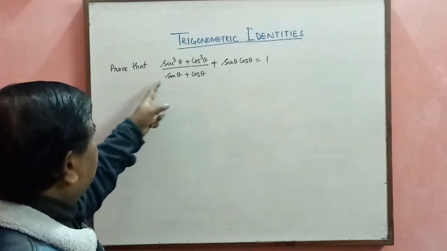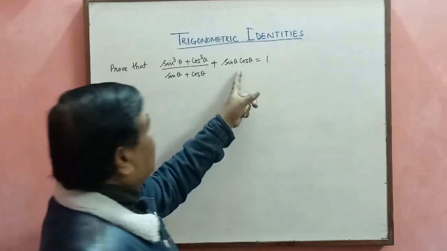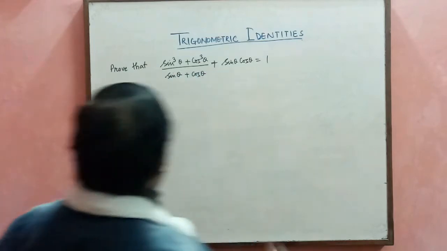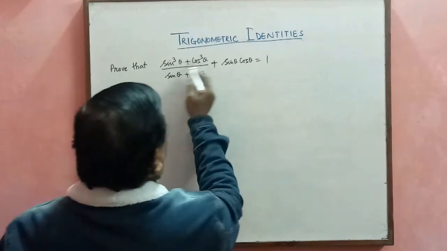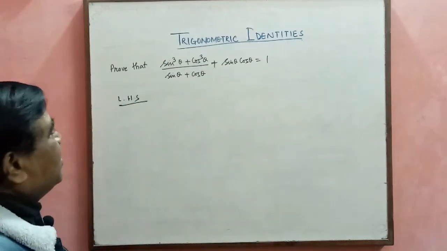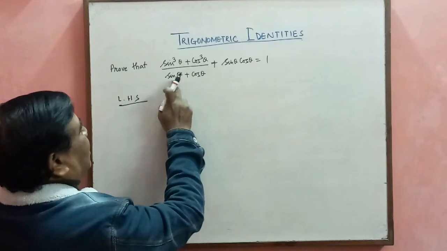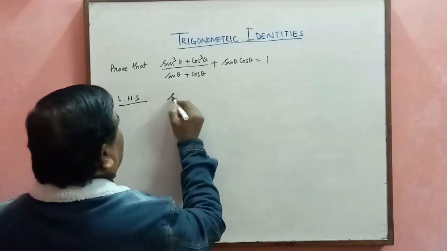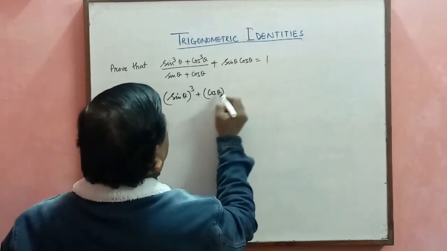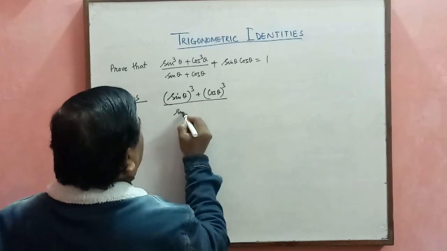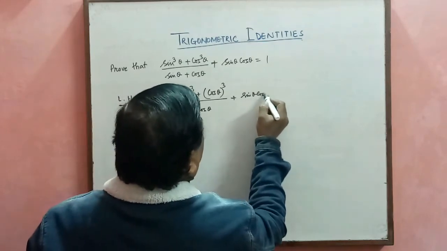Now prove that (sin cube theta plus cos cube theta) upon (sin theta plus cos theta) plus sin theta into cos theta is equal to 1. So left hand side, here you see, again we have to use the trigonometric identity, because A is sin theta, B is cos theta, and A plus B, sin theta plus cos theta, is already here. So let me tell you, we just convert it into cube. This is sin theta plus cos theta plus sin theta plus cos theta.